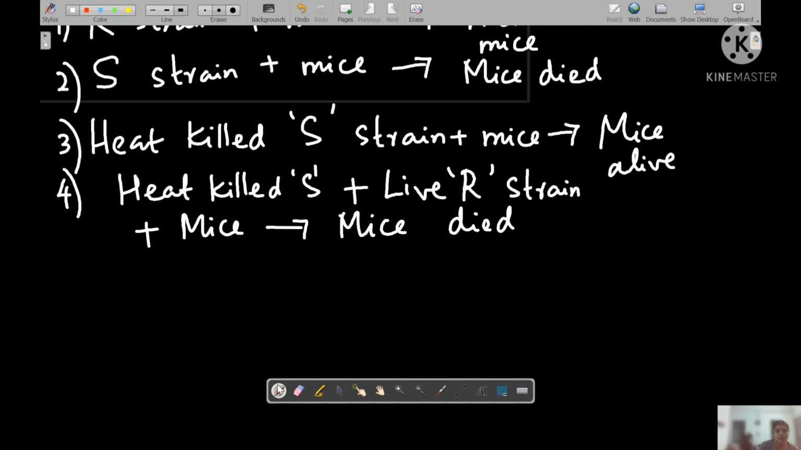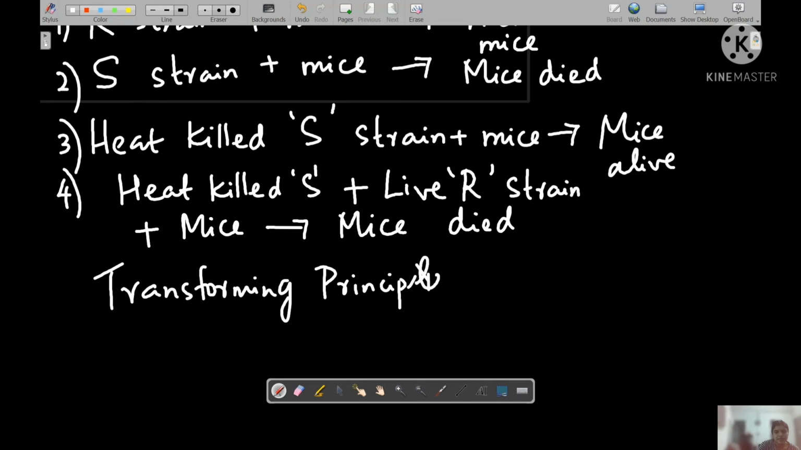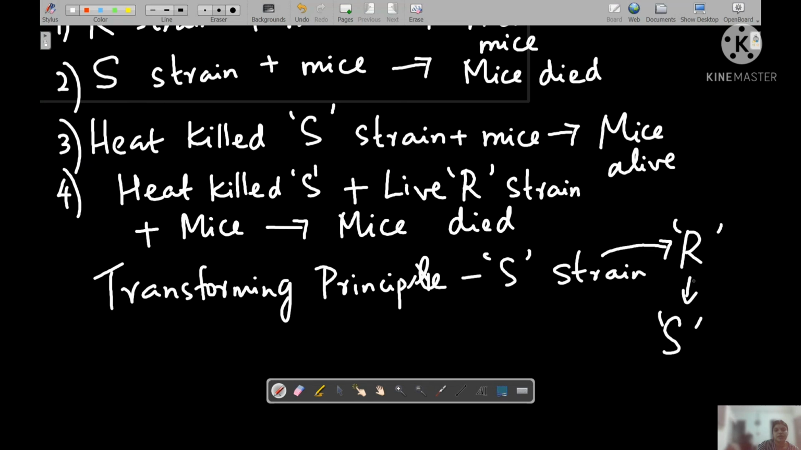So this proves that there was some transforming principle present in the S strain. Even after the bacteria was killed by heat, that factor did not die by heat. So that factor, whatever was present in the S strain, transformed the R strain into S strain. So the R strain got converted to harmful S strain, and that created disease for the mice, and the mice died.